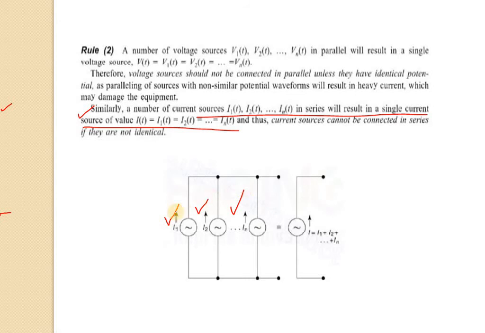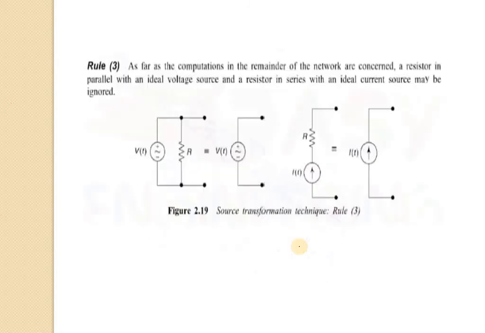Suppose this is a 2 ampere current, this is 2 ampere, this is 3 ampere and this is 5 ampere. These three current sources are connected in parallel. Then we can replace them with a single current source of 5 plus 3 plus 2, that means 10 ampere. In that way, we can also summarize.